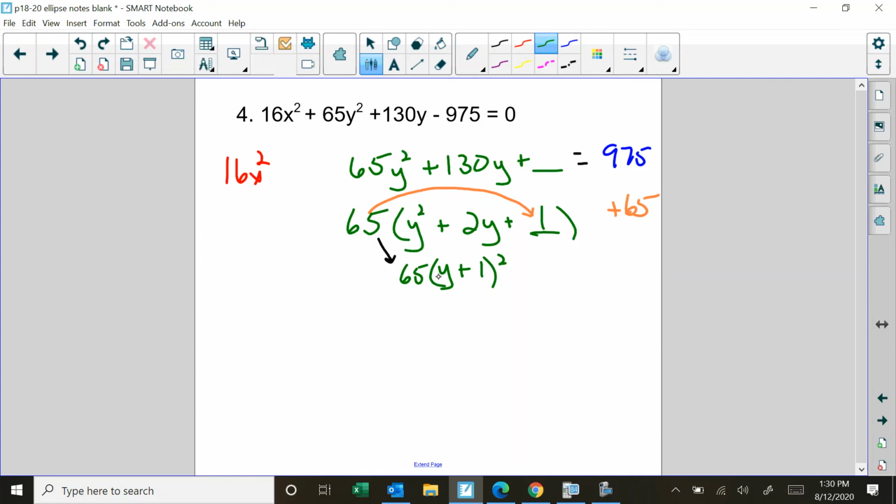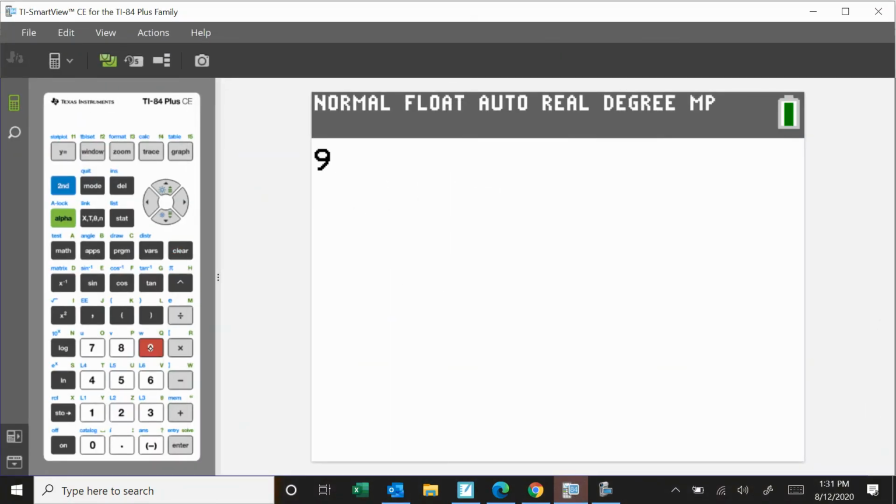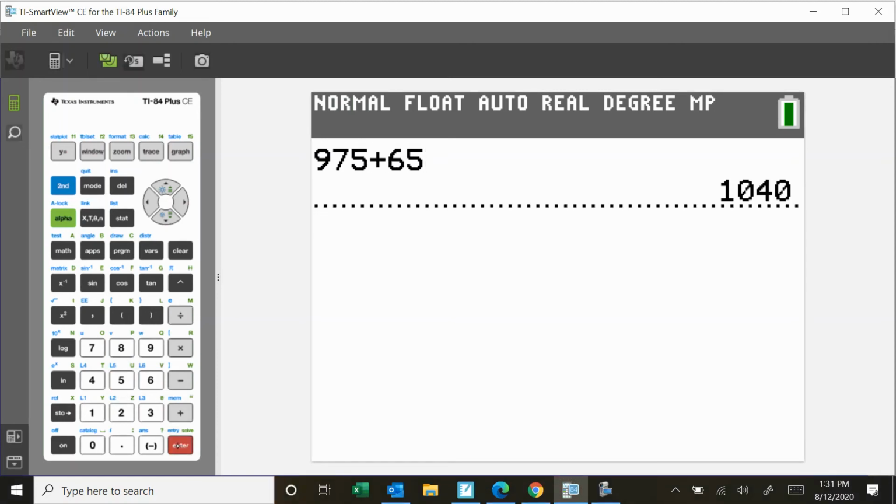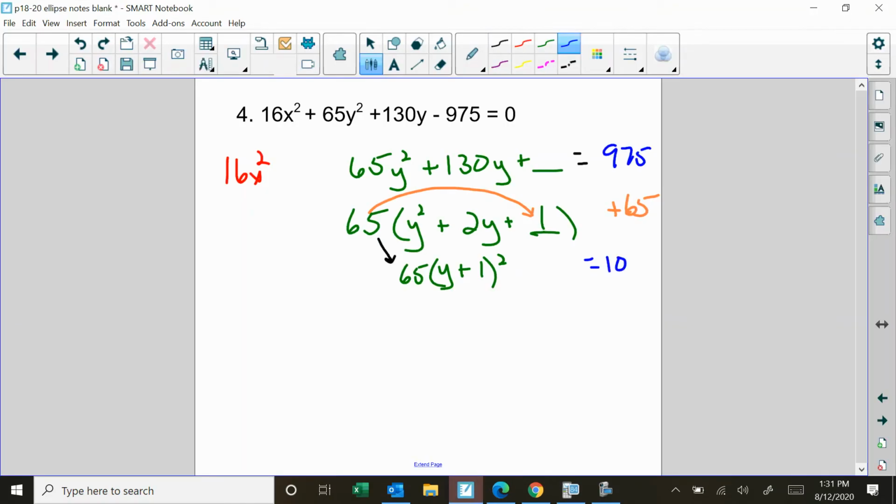Okay, we do have to add up the right-hand side, so we'll actually add that up first. So, let's see, 975 plus 65 is 1,040. So that's what we're going to divide by. We're going to divide by 1,040. So this 16x squared is still there. Right? So we're going to divide by 1,040 each part of the problem.